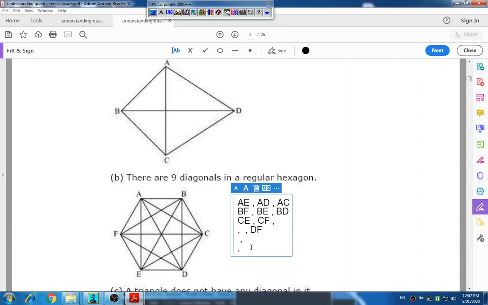So look at here, how many diagonals we can see? 9. As like that, there are 9 diagonals in a regular hexagon. Dear student, do you get this? Okay, you can listen this video again and again. If you have any doubts, please listen this video, and still there are any queries, you can ask.